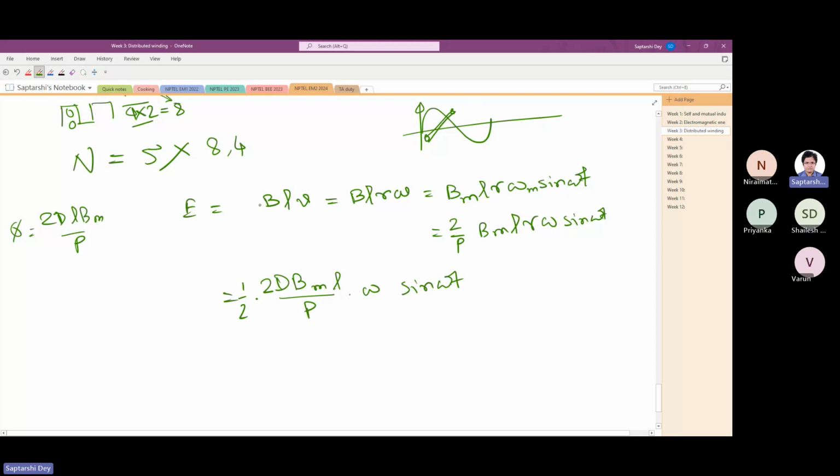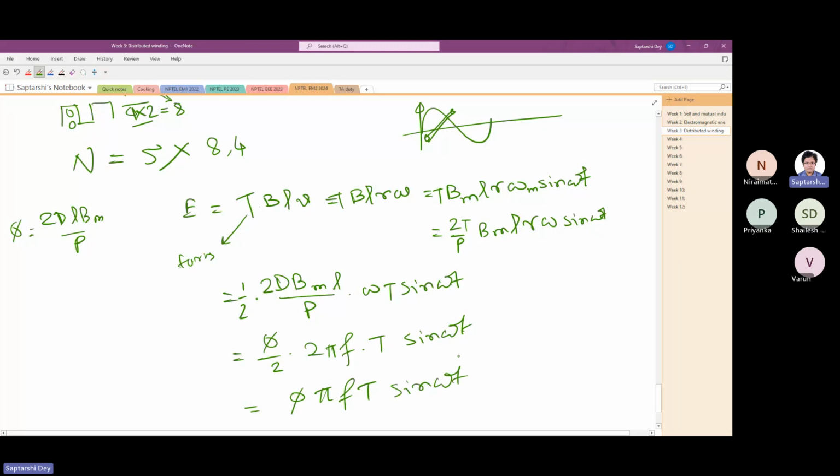One number of turns will come here, not capital N. So let us say small t is the number of turns. So this t will keep getting multiplied everywhere. Omega sine omega t. Omega is 2 pi f. Number of turns t, sine omega t. We are still getting the voltage of one coil side. So 2 goes out: pi f, number of turns t, sine omega t.